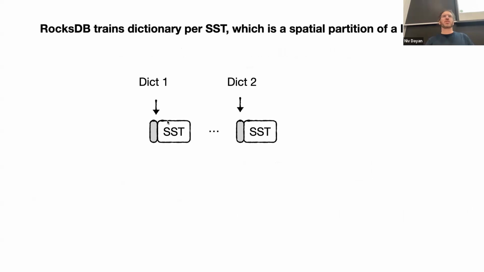What RocksDB is actually doing is it creates a dictionary for every SST. Each SST is like a spatial partition of the data of the level. There's basically one dictionary for every SST. That dictionary is stored as a part of the file, and it's created during construction time. When you're doing compaction, you're going to be sampling the keys that you're compacting and creating the dictionary on the file.